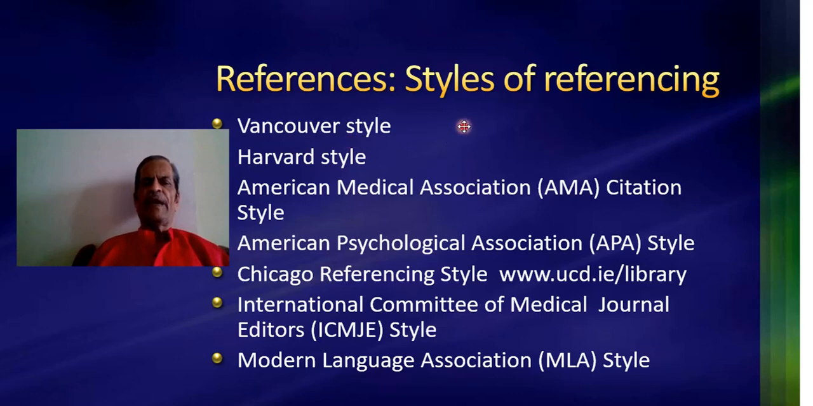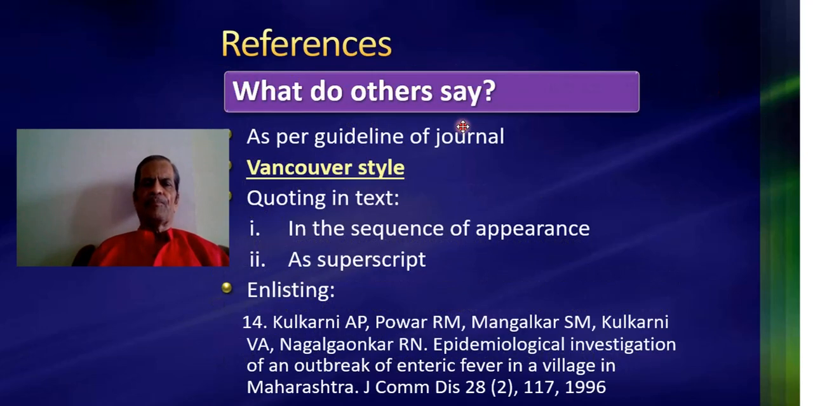So that you must see, and you must see that the citation of the referencing and enlisting of the referencing is as per the style recommended by the journal. In references, what the others have said about the topic is mentioned, and the references should be as per guideline of the journal. So there are two aspects of references. One is the citation of the references or quoting the reference in the text of your article, and second is the enlisting of the references in the end.